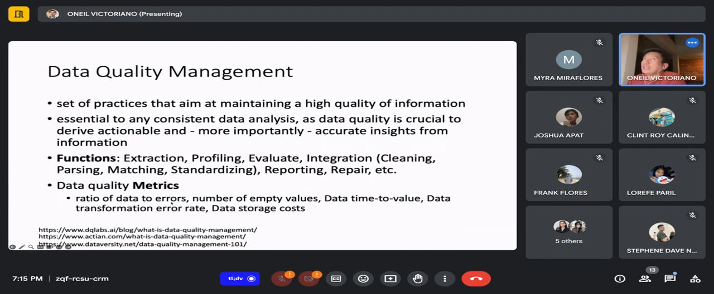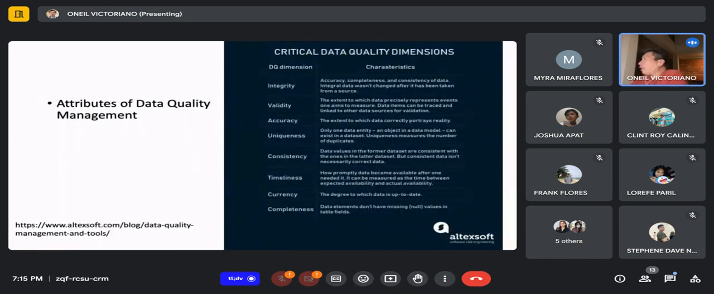If the data encompasses all of these metrics or measurements, then we say that the data is in good quality. We have a lot of data quality dimensions like integrity, validity, accuracy, uniqueness, consistency, timeliness, currency, up to date, and completeness, or no null values. So these are different quality management aspects over data, and there are a lot of tools to be able to do data quality.